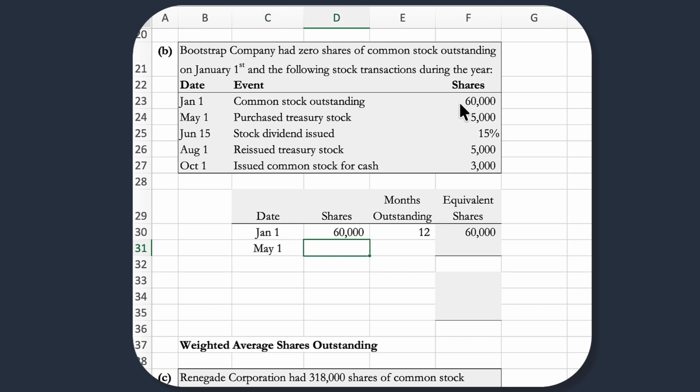Now on May 1st, we repurchased some shares. So those are a negative number, and those were not outstanding for 8 months out of the year. So I'm going to multiply that out over 12. And then on June 15th, we've got a stock dividend.